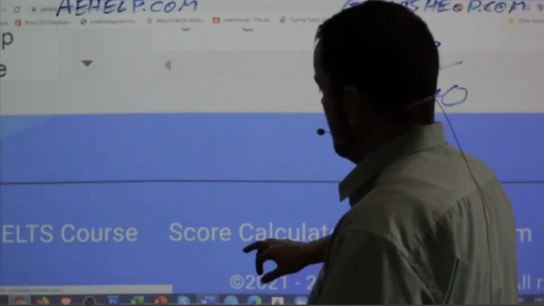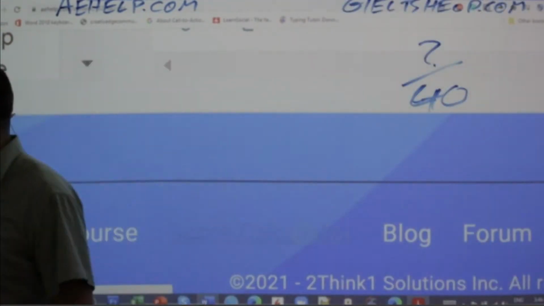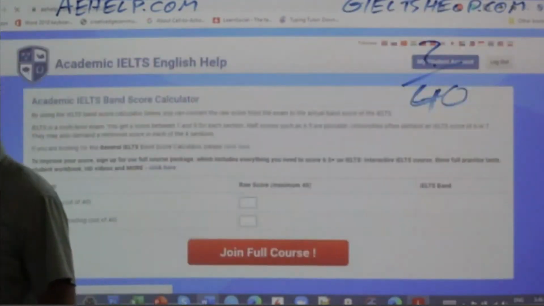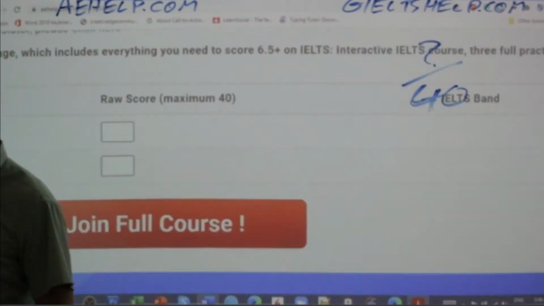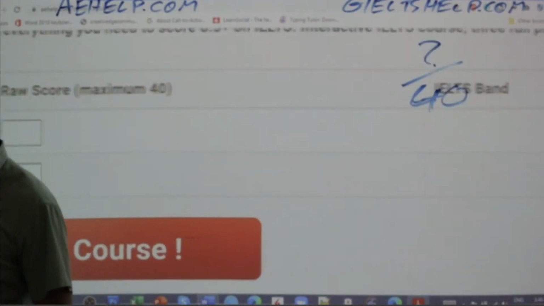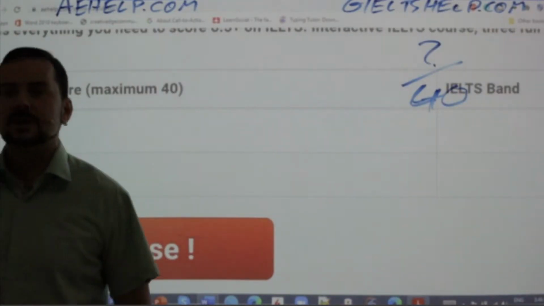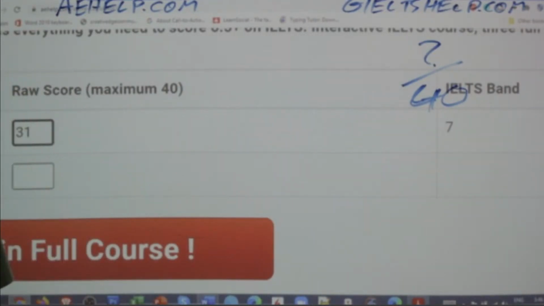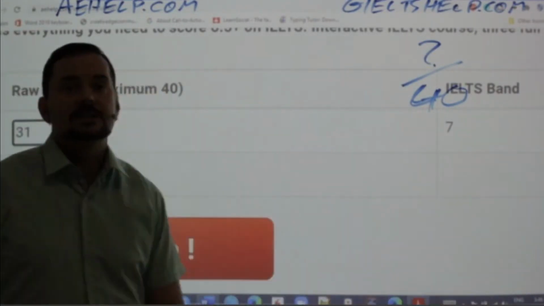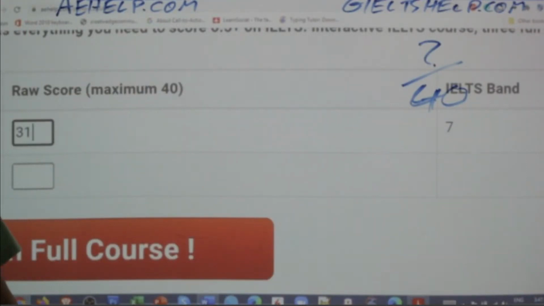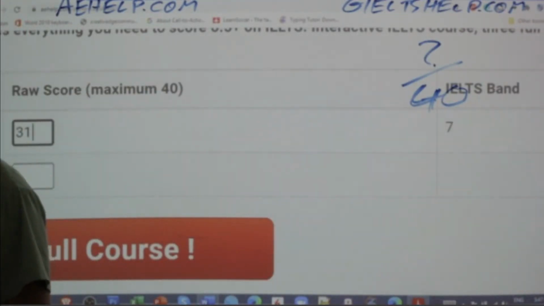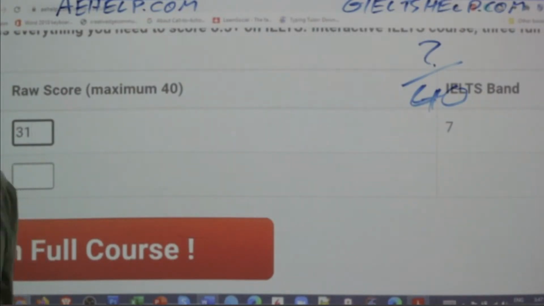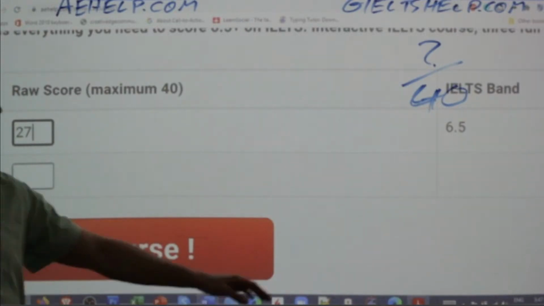Here you click on that score calculator link, and we just have a basic little calculator programmed with all of the score conversions for the IELTS, for the raw score. So here, if Mohammed Azat got 31, then you put in 31, and we know that Mohammed got a band 7 there. Can everybody see that? Yeah, there you go. Band 7. Sandeep Bilga got 27. 27 is a band 6.5.